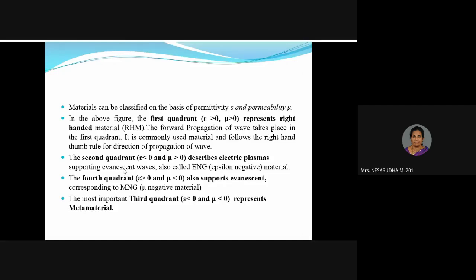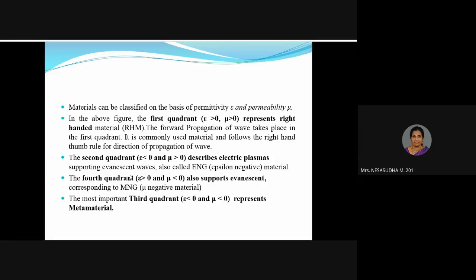The second quadrant and the fourth quadrant are called the single negative. When you take the second quadrant, only epsilon is negative, whereas in the fourth quadrant, mu is negative. So the second quadrant is called epsilon negative, and the fourth quadrant is called mu negative materials. Coming to the most important third quadrant, here both are negative. This is called the metamaterial.